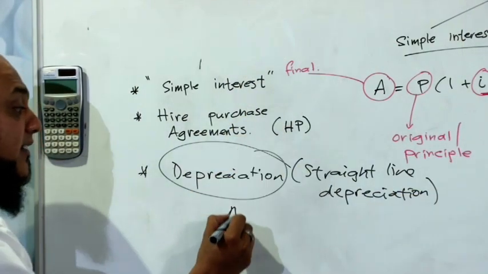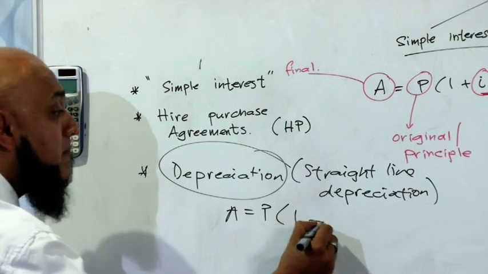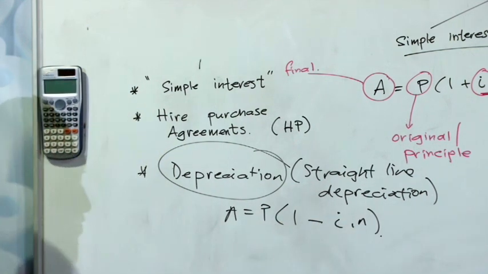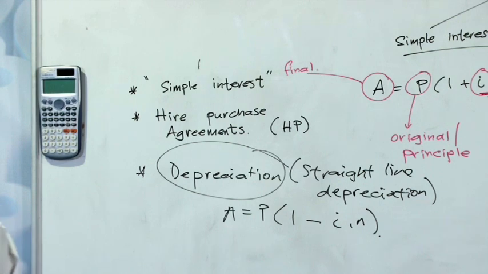And the formula is simple interest, A equals P into (1 minus i times n). So this is where we change the positive to the negative.